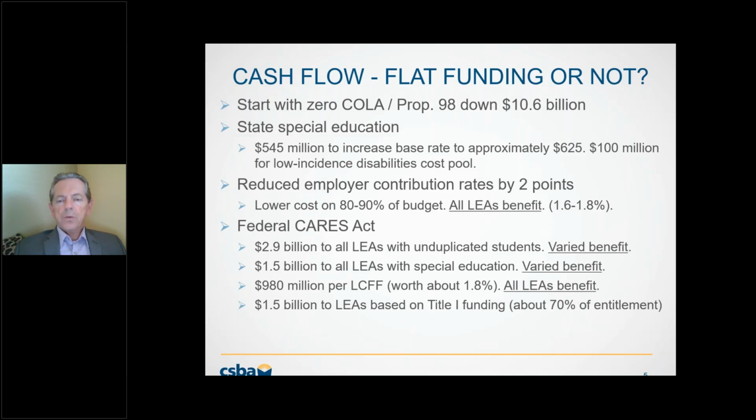The second piece of this was $100 million that was committed to low incidence disabilities costs.